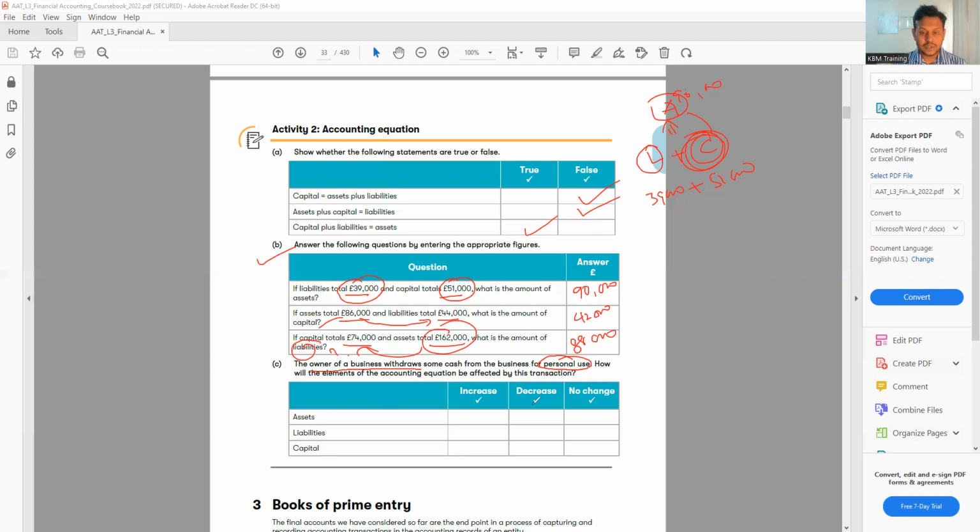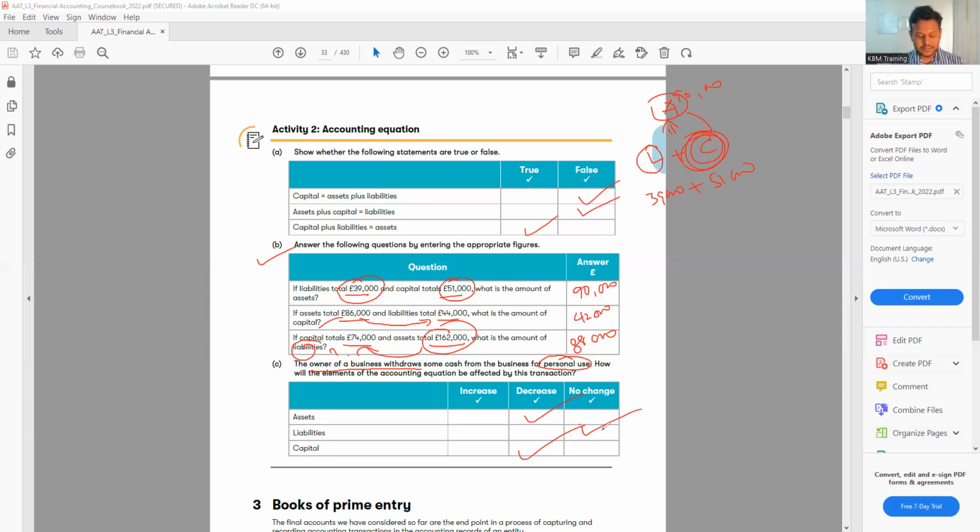So asset will decrease, because if the owner takes money from the business, total asset of the business will go down, the bank will go down. Liabilities will remain the same, no change, because it is not a liability. And the capital will go down, because if the owner of the business takes any money from the business, that will reduce his own capital. The total investment will go down. So capital will go down.